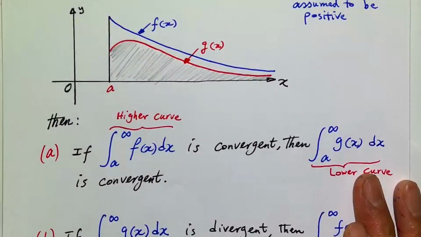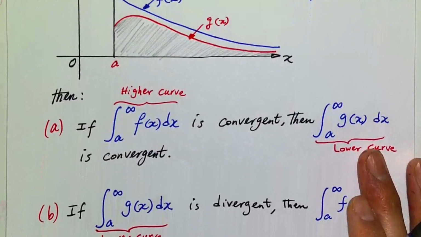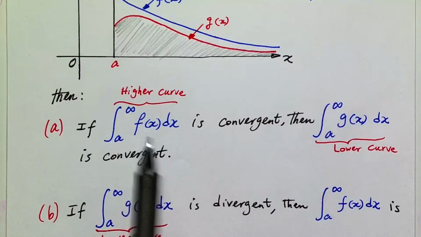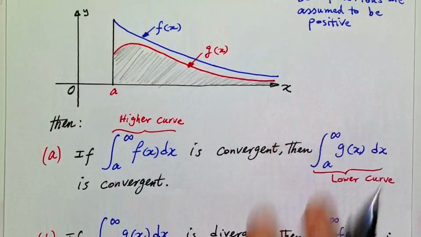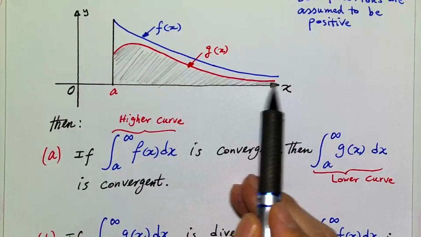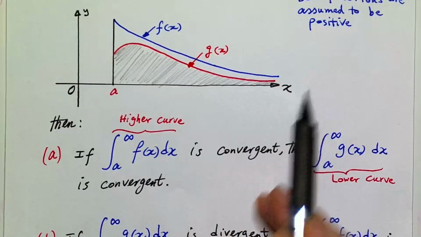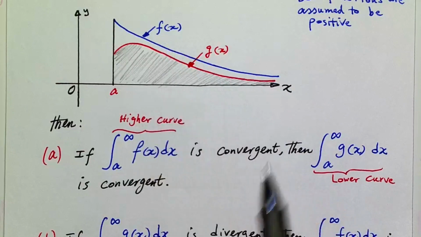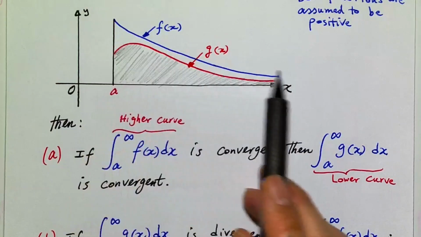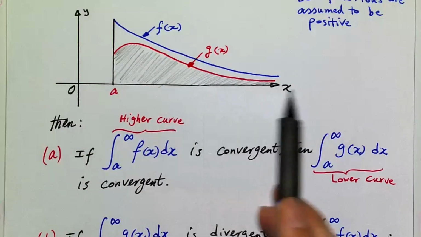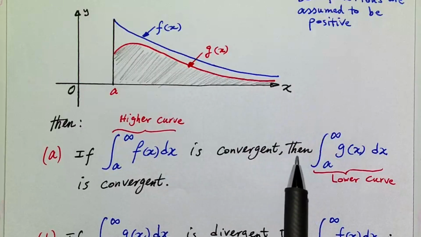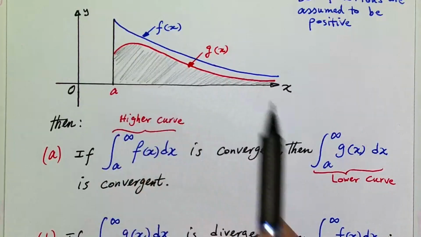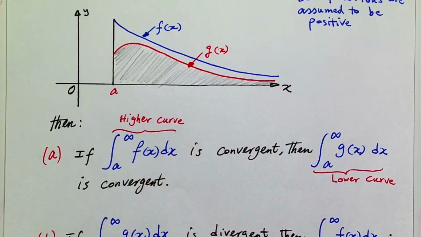So if that's the case, then if the higher curve, that's f of x, right? And on this side, you can see it's approaching infinity. If the high curve is convergent, if this top curve or the higher curve is convergent, then the bottom curve, g of x, is convergent too.